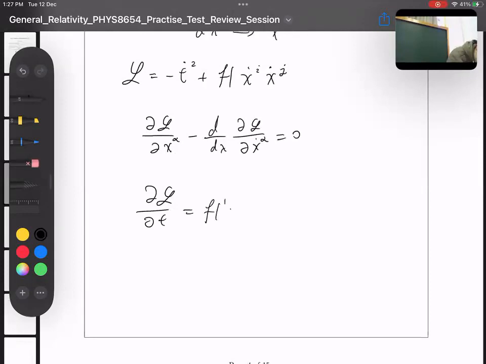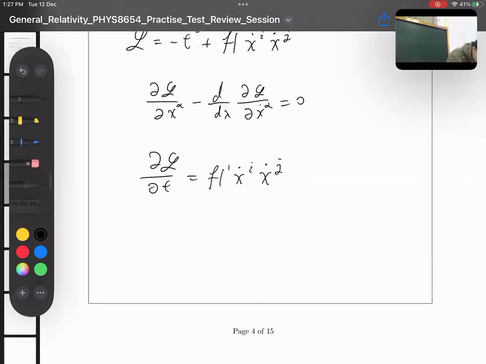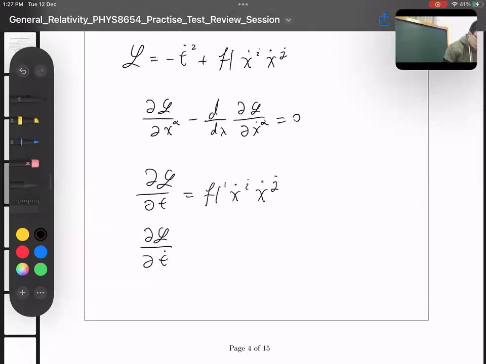H prime x dot j, I x dot j, right? Because this is the only function of t, and these are not functions of t. So these are just independent coordinates. So now what we do is we take partial L, partial t dot, right? So partial L partial t dot is just minus 2 t dot, right?